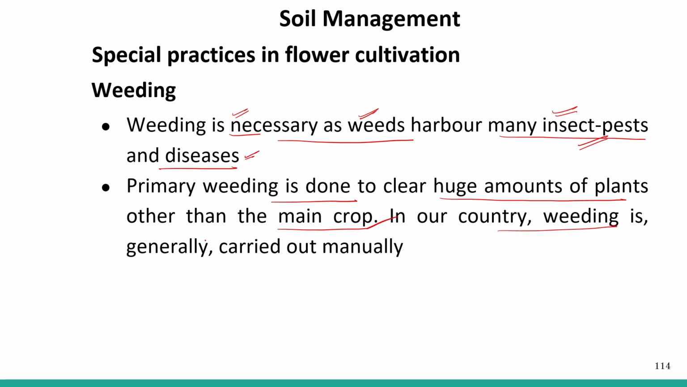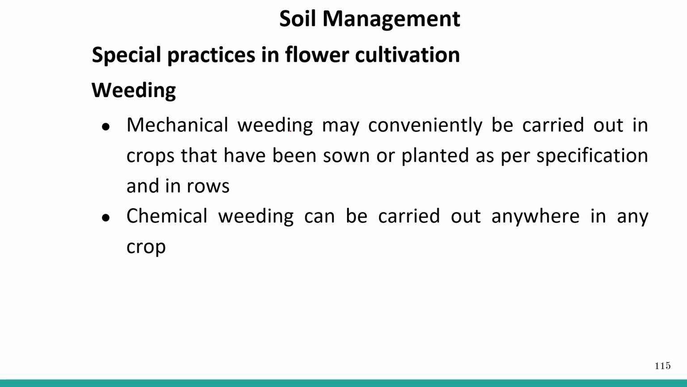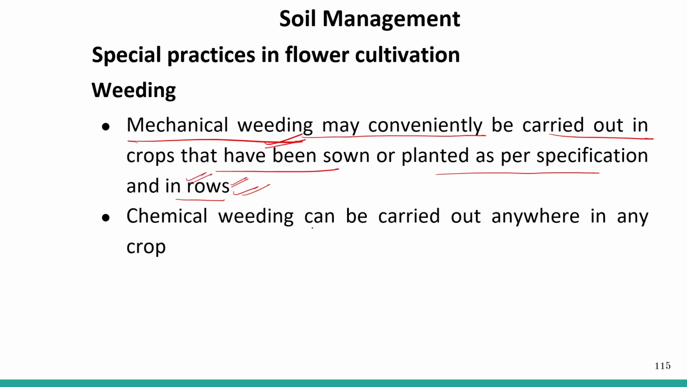In our country, weeding is generally carried out manually. So manually it has been removed. Otherwise, some weedy sites are also there, but we should avoid that. Doing it manually is okay. Mechanical weeding may conventionally be carried out in the crops that have been sown or planted as per the specification and in rows. So sometimes mechanical weeding can also be opted, in that case where the flowering plant or any type of plant is grown in rows. The chemical weed control can be carried out anywhere in any crop.